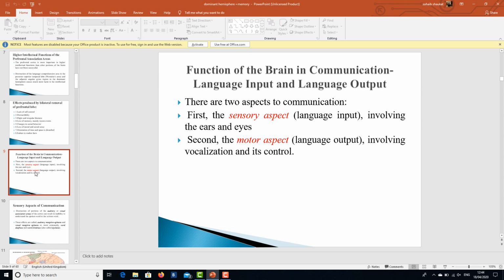Now, function of the brain in communication, language input and language output. There are two aspects to communication. First is the sensory input and the other one is the motor aspect. The sensory aspect is the language input, which is via ears and eyes, and the motor aspect is the language output, which involves vocalization and its control.